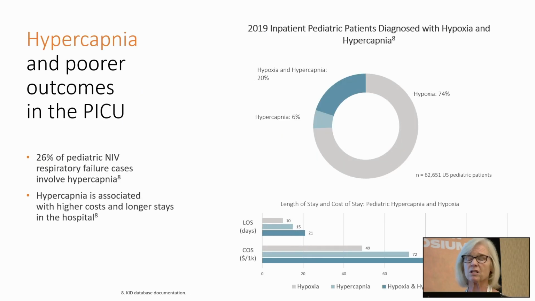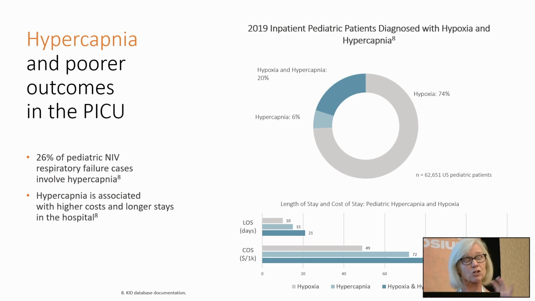Now, this is interesting information as well. This looked at patients who were hypoxic or had hypercapnia and patients who had both, and it looked at their length of stay and their cost of stay. And what they found was that the patients who were hypercapnic alone had a longer length of stay than the patients who were hypoxic alone. The patients who had both hypercapnia and hypoxia, they had the longest length of stay of all these.